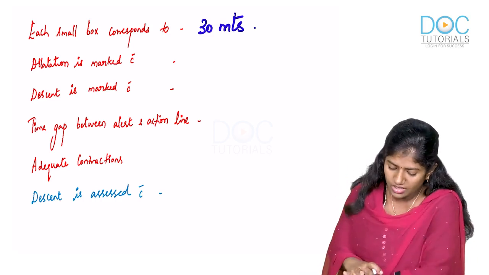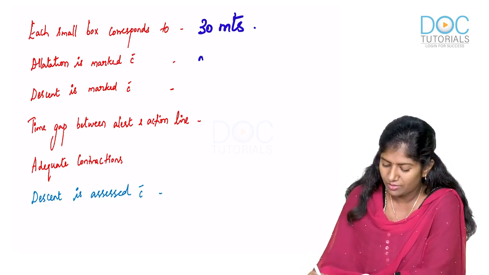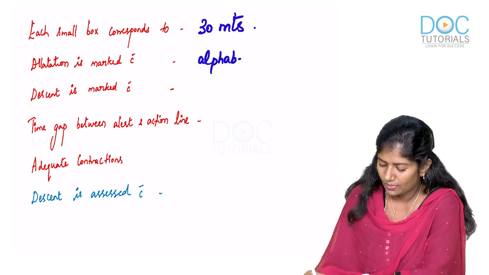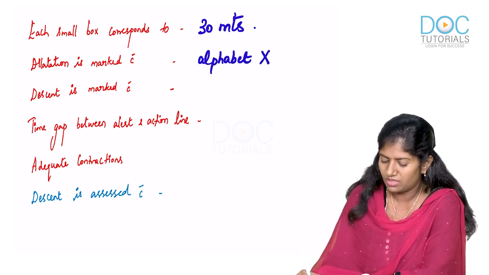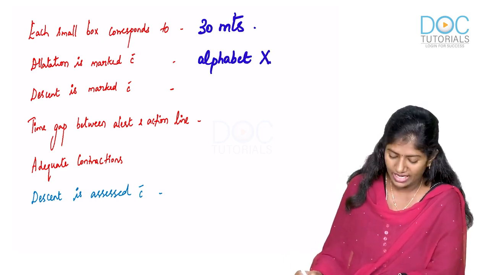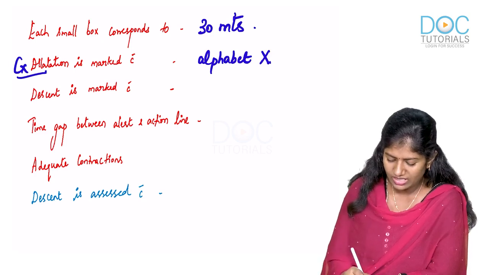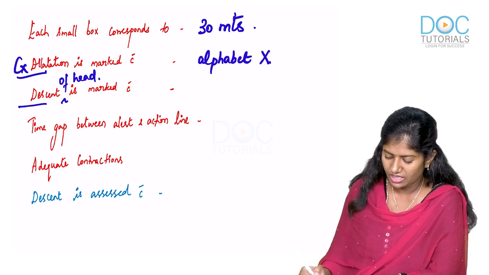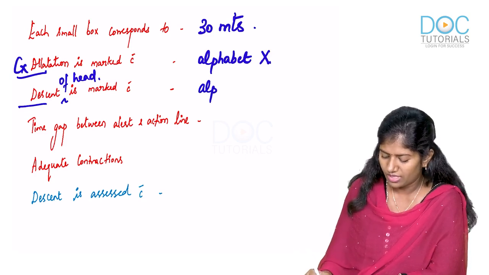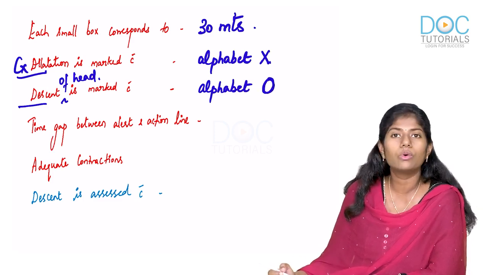What is dilatation marked with? Dilatation is marked with the alphabet X. Dilatation means cervical dilatation. What is descent of the fetal head marked with? Descent of the head is marked with the alphabet O.